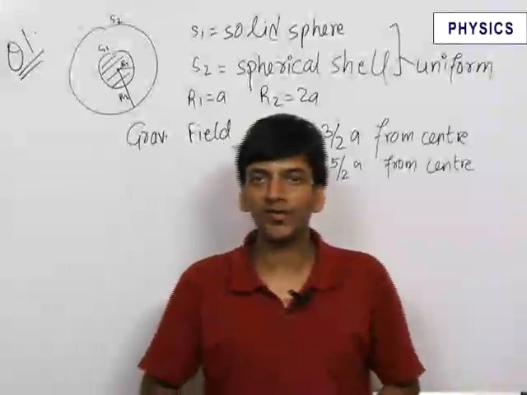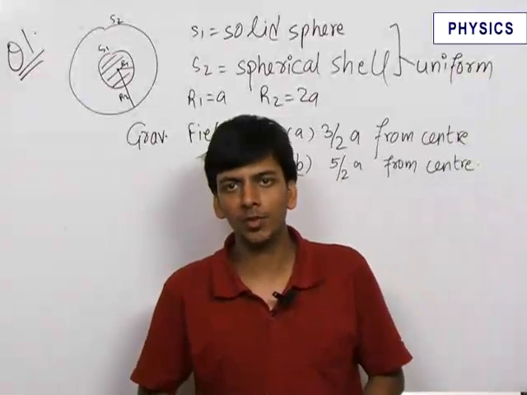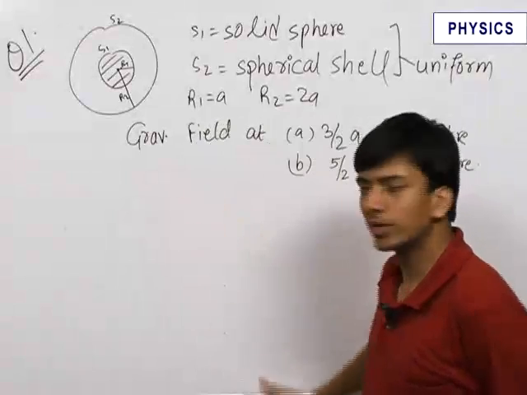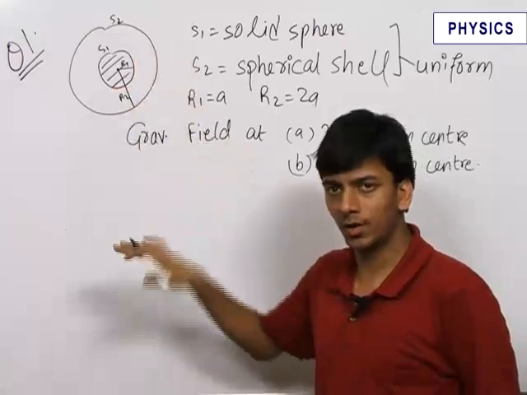We now begin with the chapter of gravitation. This chapter is pretty easy. You just need to remember all the formulas and apply Newton's law properly. In this first question, we have a solid sphere and a thin uniform spherical shell surrounding that.